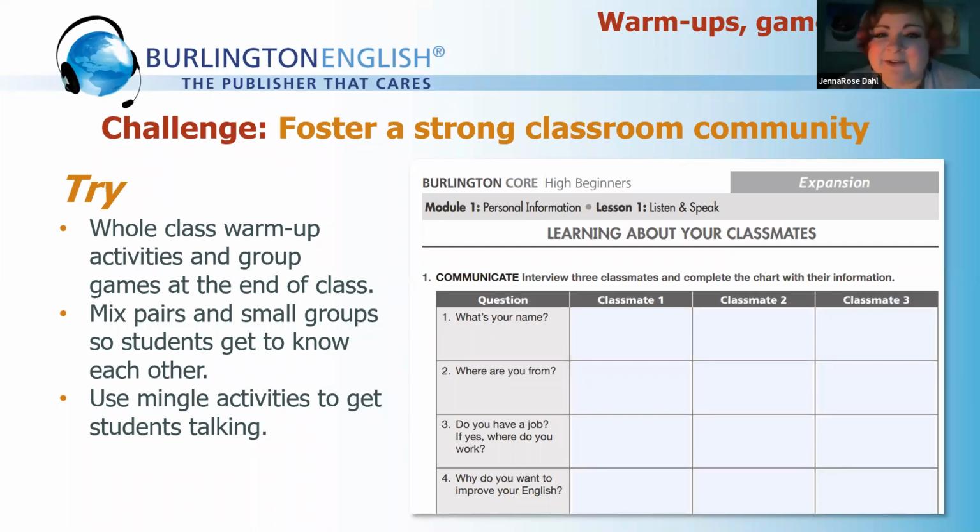And then I also just took this screenshot. So a lot of our Burlington lesson plans end with these mingle activities, where you're going to have a student interview 3 classmates and complete a chart. So something like this can be simple because the students can fill in or write as much as they're able. For, what is your name? Where are you from? You might ask your advanced level students to write some more details. Or you might ask your intermediate students to then read out loud what they wrote about their classmates. So lots of fun things you can do with these mingles too.